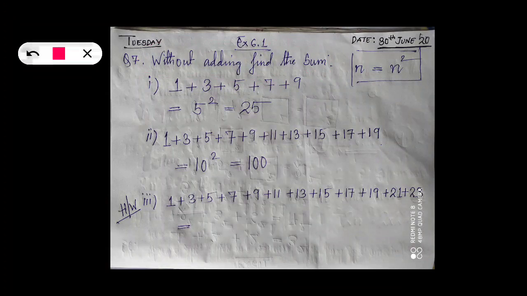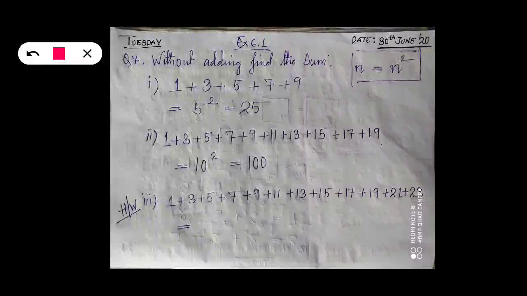The second condition is that the numbers should start from 1 and be consecutive. Consecutive means one after the other, with no number missed in between two odd numbers. Like after 1, which odd number comes? That is 3. After 3, 5. After 5, 7. After 7, 9. We can continue with many numbers, but only odd.